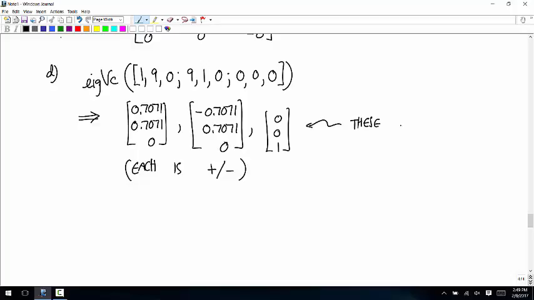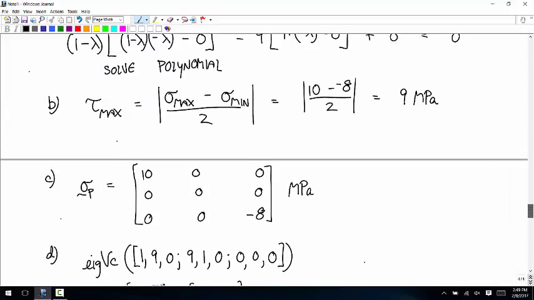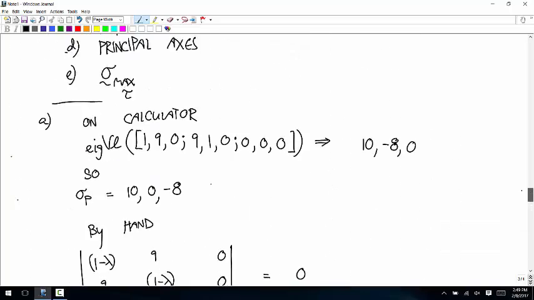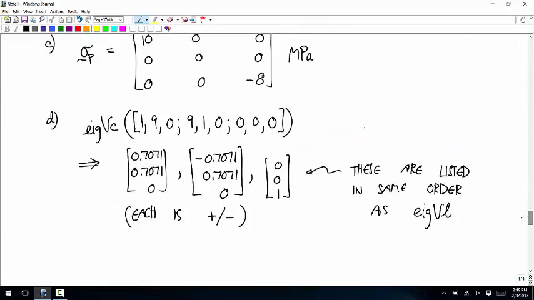These are listed in the same order as that function eigenval. So if your eigenval function listed them out 10, negative 8, 0, that means that this one corresponds to 10, this one corresponds to negative 8, and this one corresponds to 0.